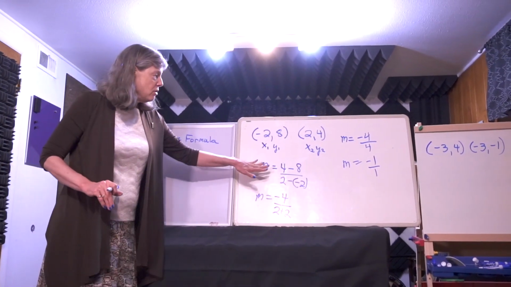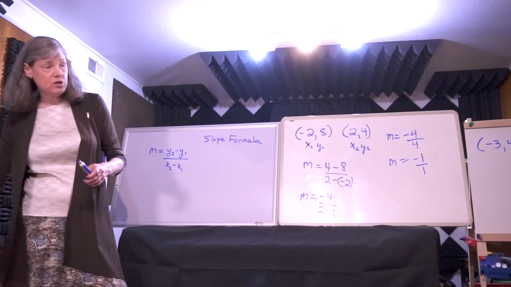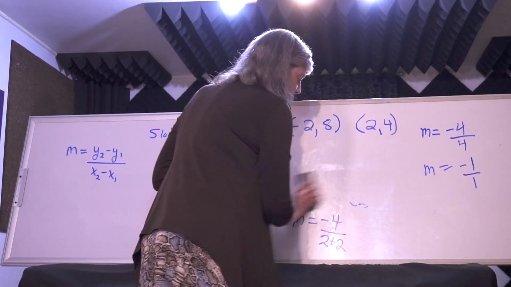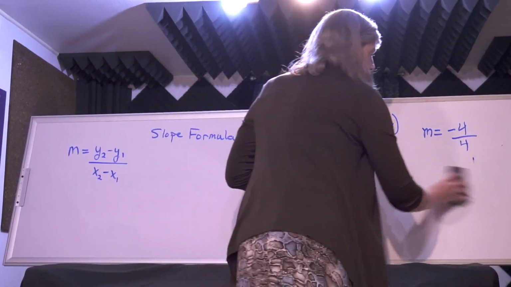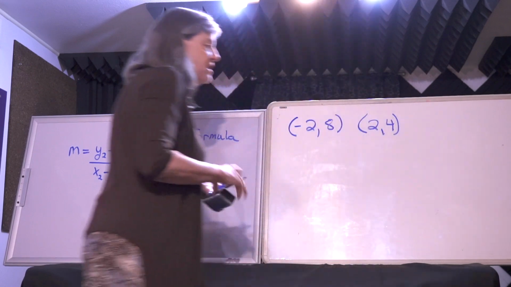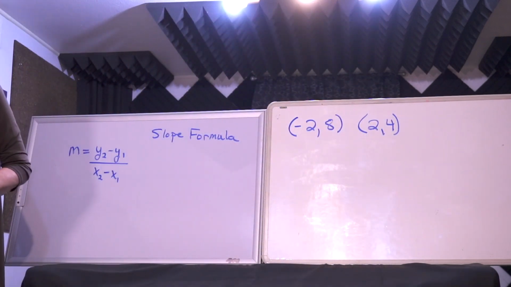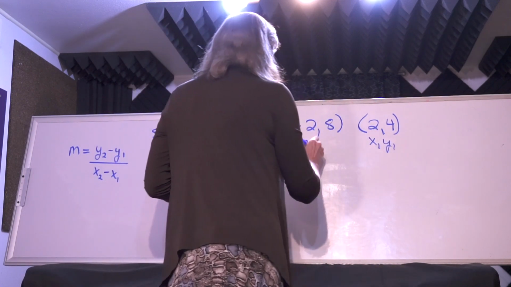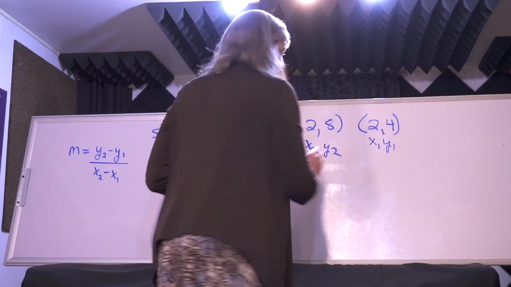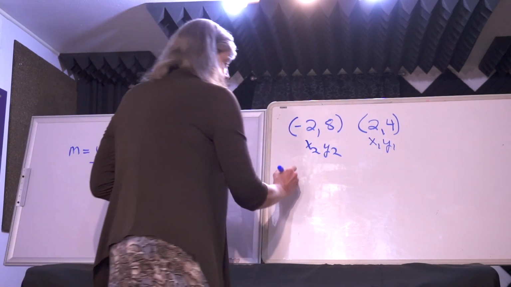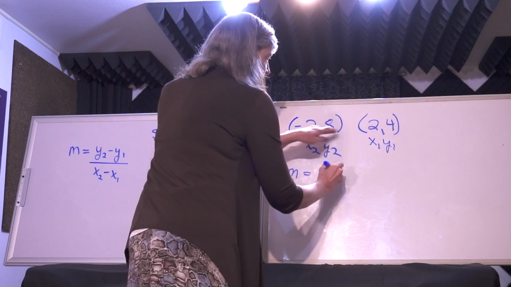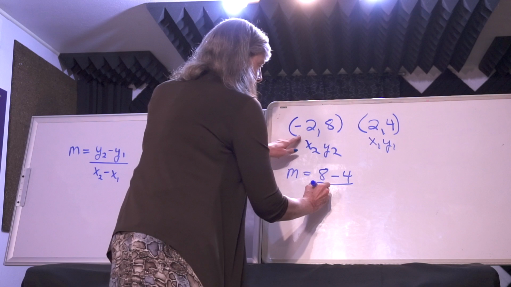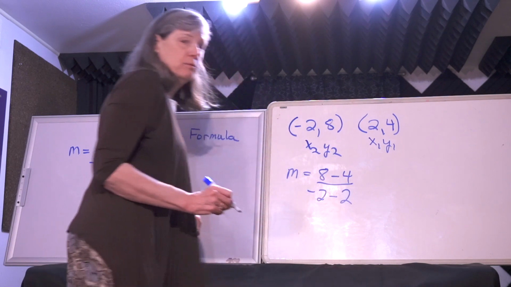If I do the other way, I just want to show you that we would get the same answer. It doesn't matter which point I decide is going to be my x sub 1 and my x sub 2. So I'll make this x sub 1, y sub 1, and this one be x sub 2, y sub 2. So m equals 8 minus 4 over negative 2 minus 2.